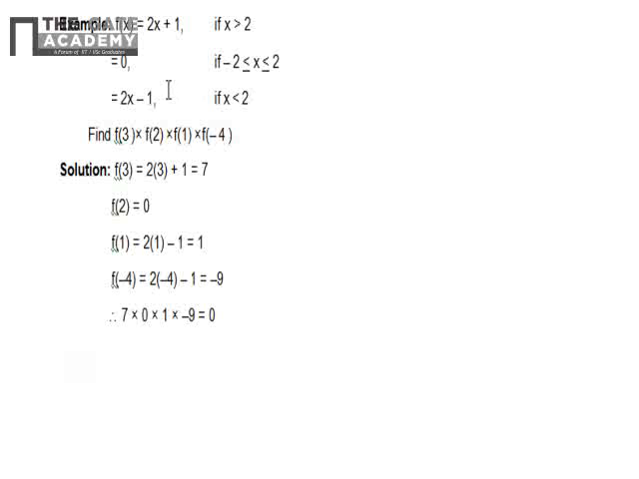Now this is one more example. Here the value of the function depends on the different ranges of x. Given f(x) is equal to 2x plus 1 when x is greater than 2, 0 when x is between minus 2 and 2, and 2x minus 1 when x is less than minus 2. So we have to find f(3) times f(2) times f(1) times f(minus 4). Since f(3) is coming in this section, we will find f(3) using this. f(2) comes in this range, so f(2) will be 0.